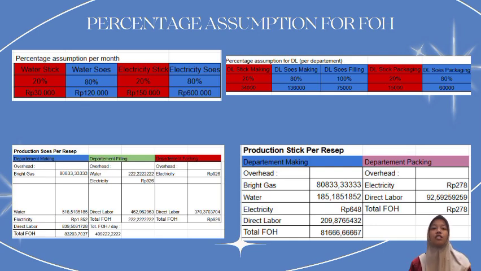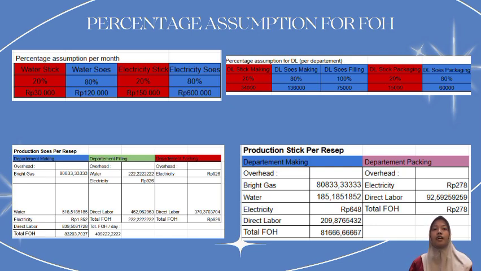Now let's get into the COGS calculation. At the planning stage, we designed Cermat Cermut to produce two products, SUS and stick. That is why in this spreadsheet you can see the overhead costs such as electricity, water, gas, and employee wages were allocated to both products based on a percentage assumption.